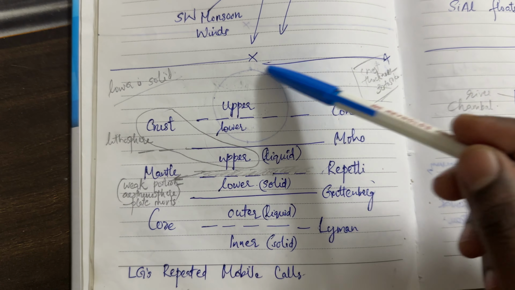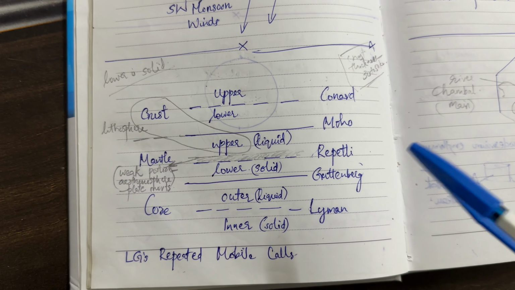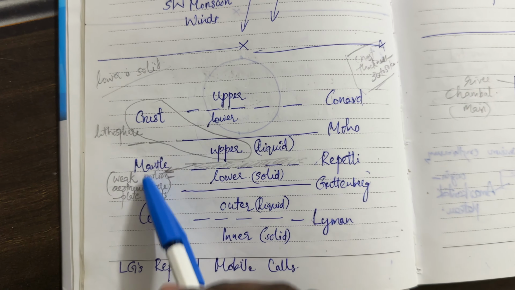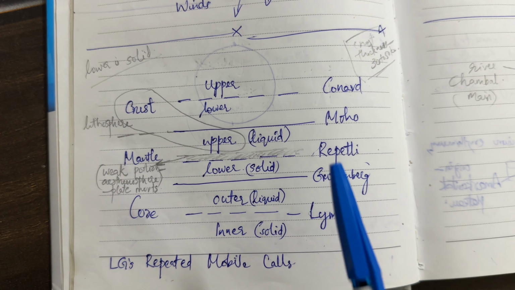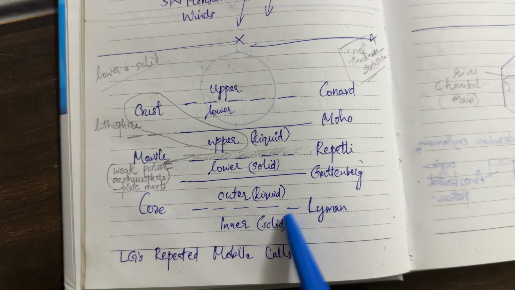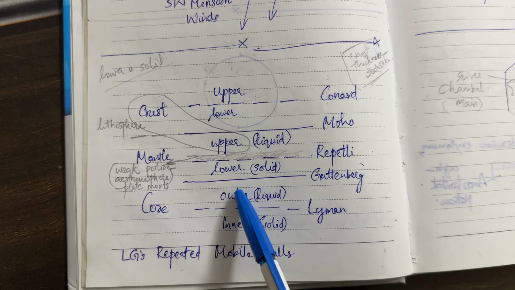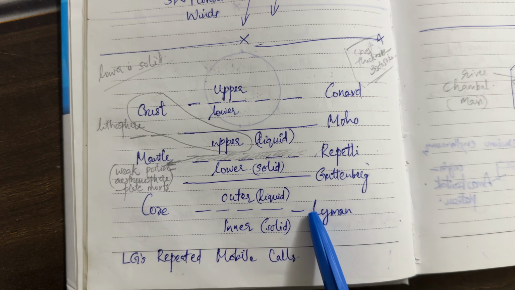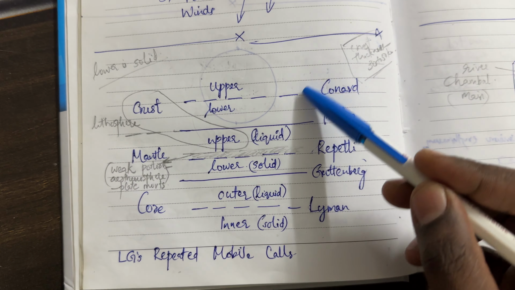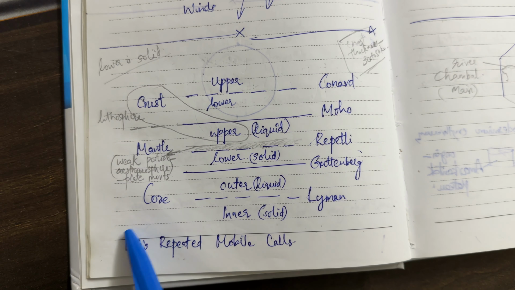If you remember this diagram, you can answer almost all the questions, 90% of the questions asked from this topic. First you can draw it: core, mantle, crust. Then you divide it into inner and outer core, lower and upper mantle, and lower and upper crust. You make the divisions and you can see there are 6 layers, and there will be 5 discontinuities. For remembering the discontinuities, you can use this code.